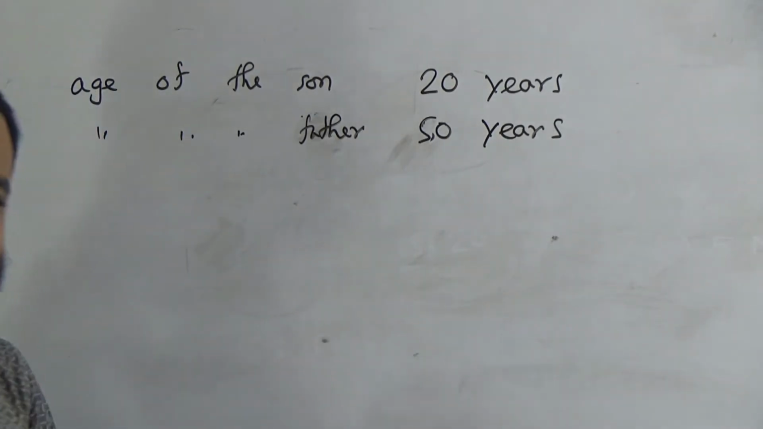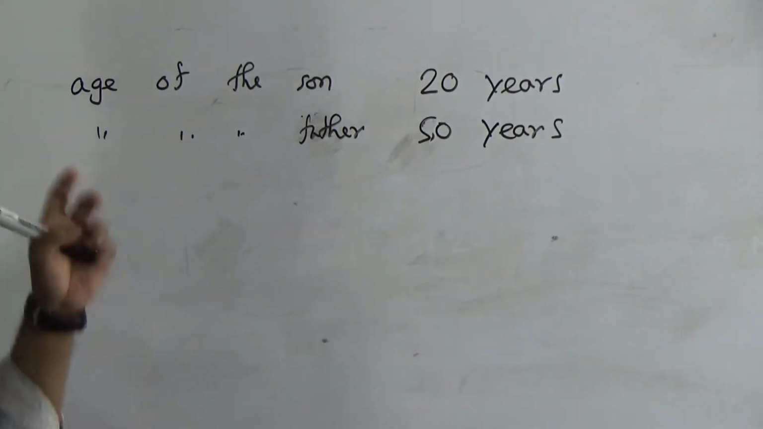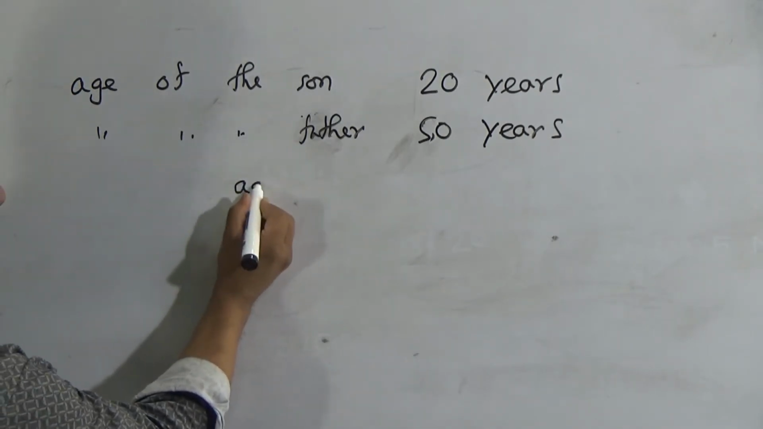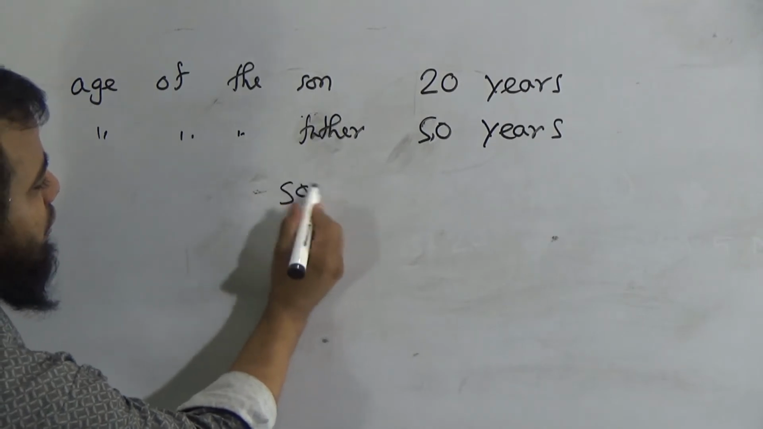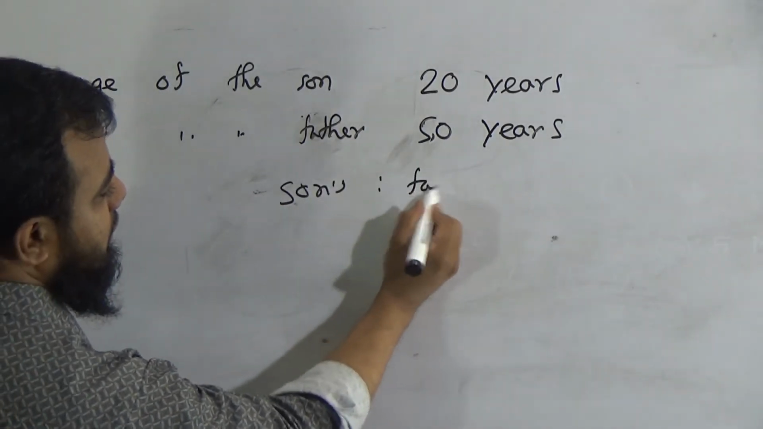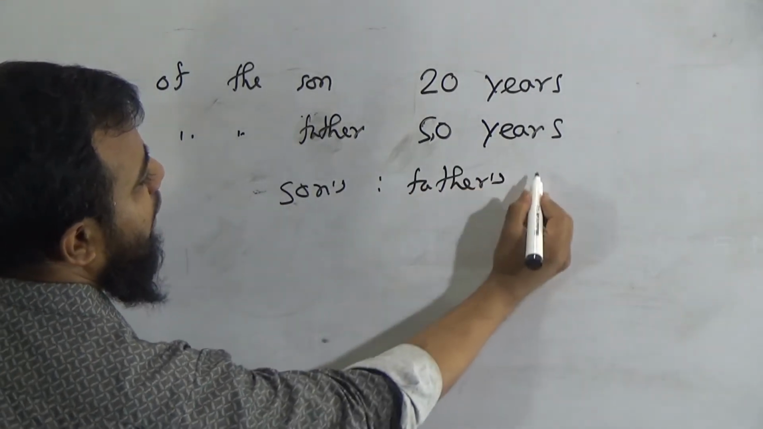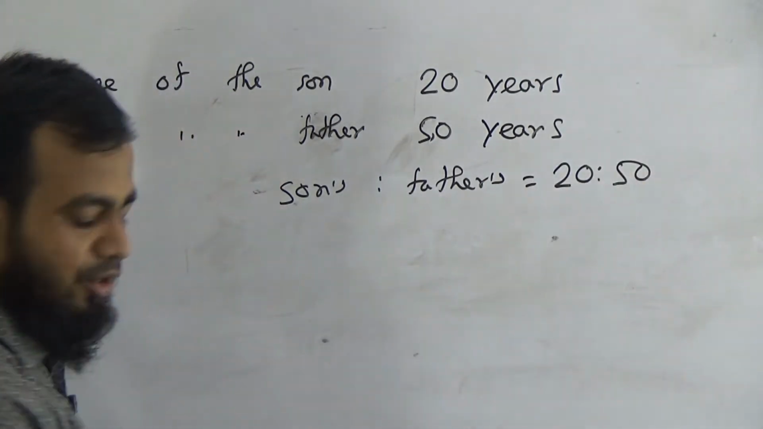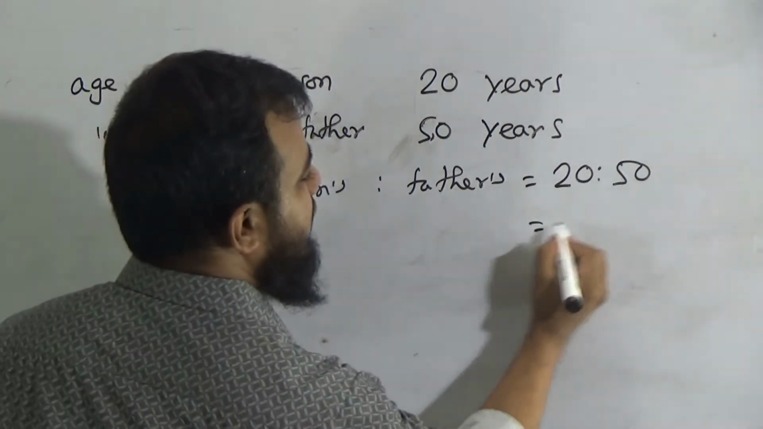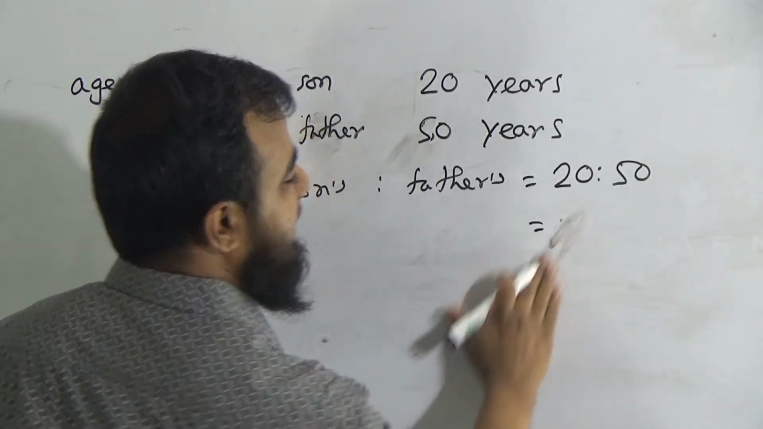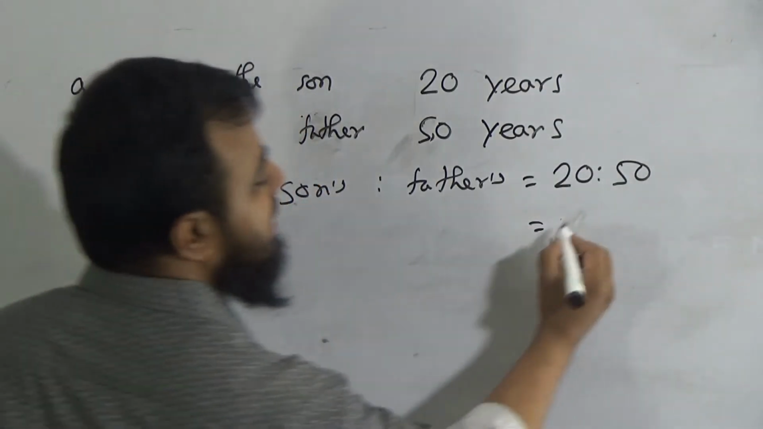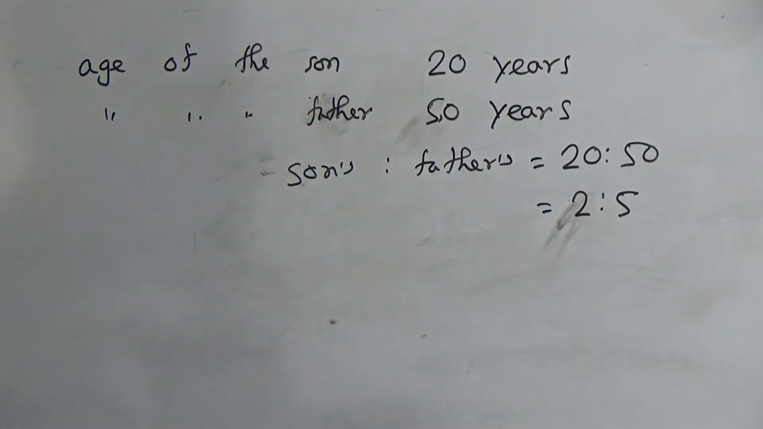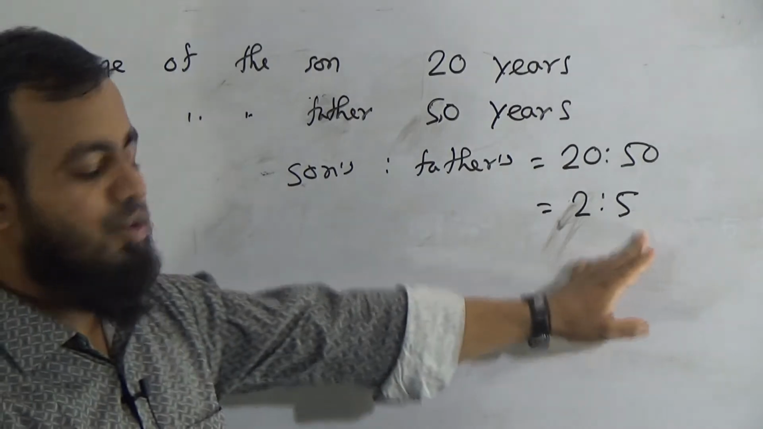So what is the ratio? What is the simple ratio of the age of the son and father? The ratio of age of son and father will be 20 is to 50. That means we can convert it into the single term. We can divide both the antecedent and subsequent by 10. We'll get 2 is to 5. Okay, that means our ratio of son and father will be 2 is to 5.